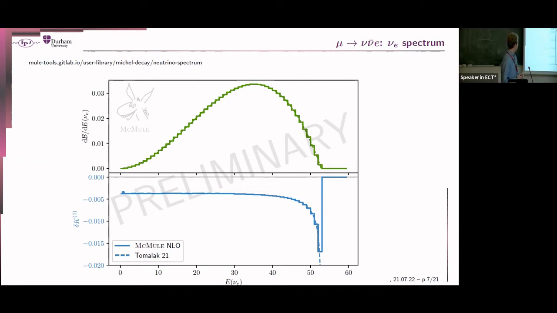This is the electron neutrino spectrum, and Alexander Tomalak has calculated this, and we agree perfectly. There's nothing really else to say. We agree. It's an NNLO calculation on our side. There's nothing fancy going on.